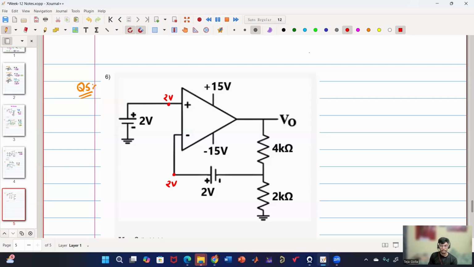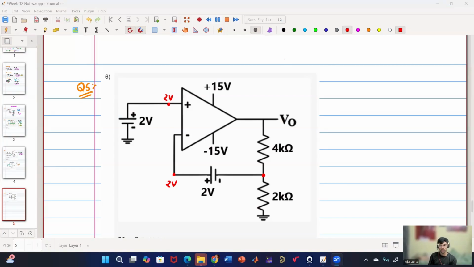In that node also 2 volts. Which node? This node, between 4K and 2K. Yes. This is also 2 volt. How is it 2 volt? Same voltage is also connected. But in between there is a voltage source, right? The voltage source value is 2 volt. So how can both the terminals be at 2 volt? So Gyanendra is saying minus 2 volt.